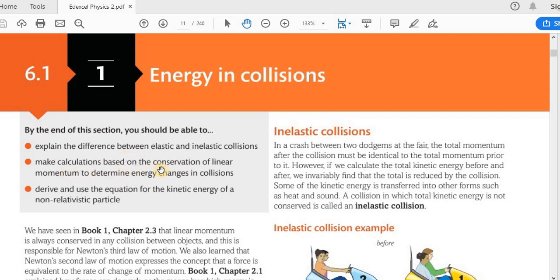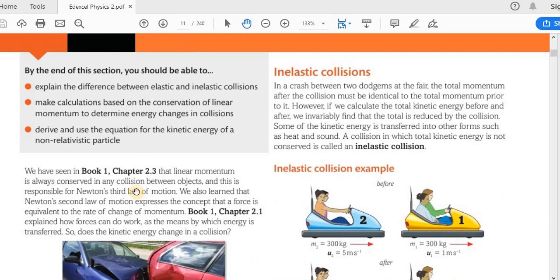Make calculations based on the conservation of linear momentum to determine energy changes in collisions. Now, momentum, linear momentum. Okay, so energy is always conserved. We have learned the law of conservation of energy. Derive and use equations for the kinetic energy of a non-relativistic particle. We will see the details afterwards.